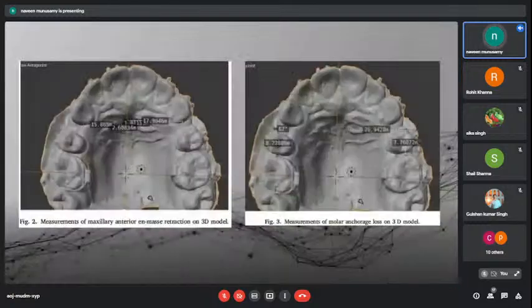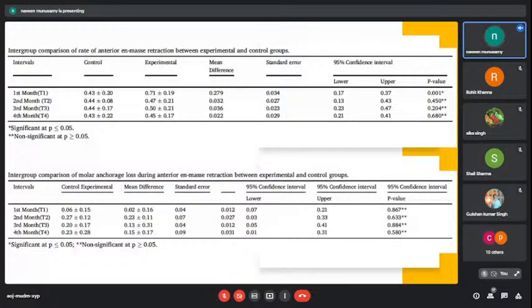We did the laser scanning of the models, and we did the measurement on the laser scan models. So this was the result. In this study also, ironically, we observed that the increase in rate of tooth movement was only in the first month. In the first month, there was definitely a statistically significant increase in rate of tooth movement, but thereafter there was no difference.